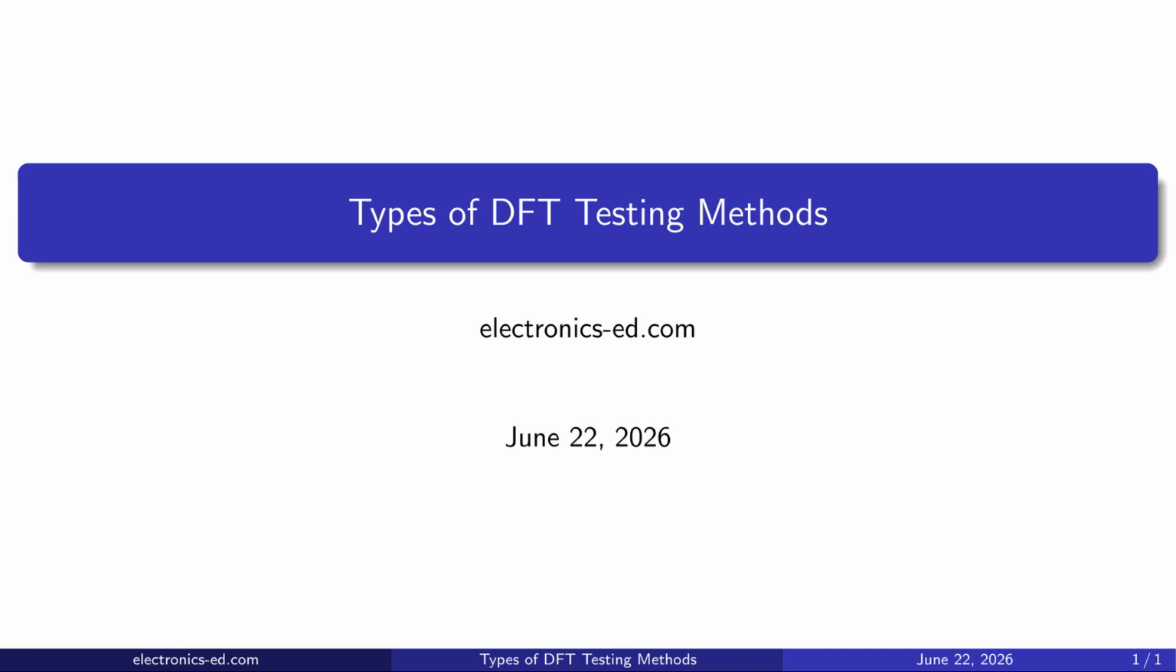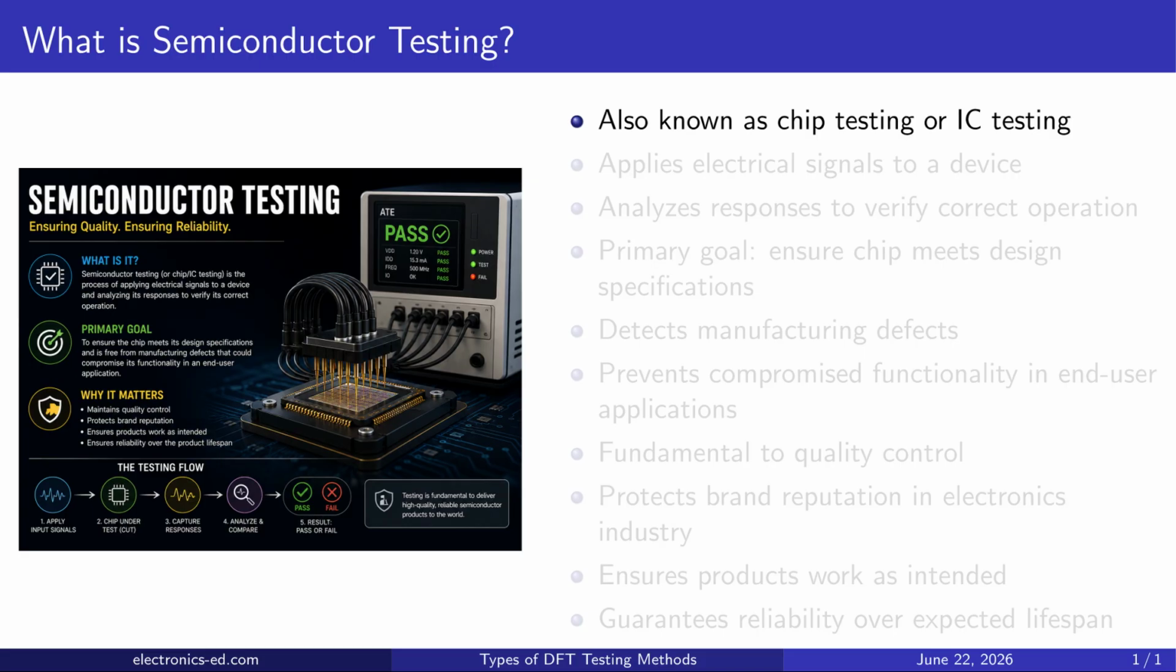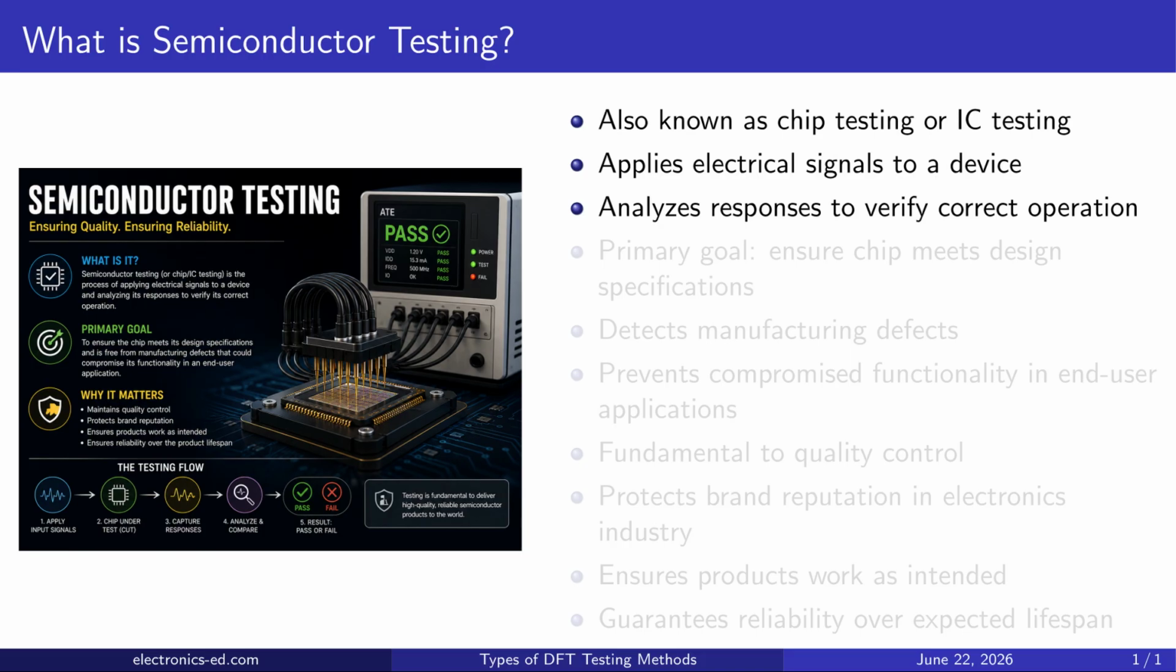Today in this video, we will learn about the types of DFT testing methods. Let's get started. Semiconductor testing is also commonly referred to as chip testing or IC testing. The process involves applying electrical signals to the device under test. We then analyze the responses to make sure the chip operates correctly.